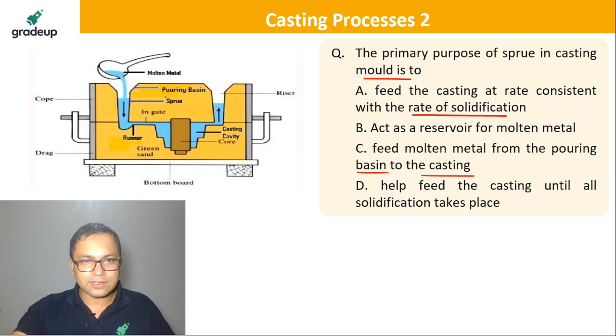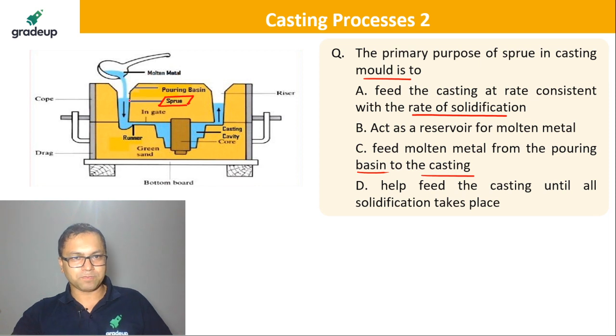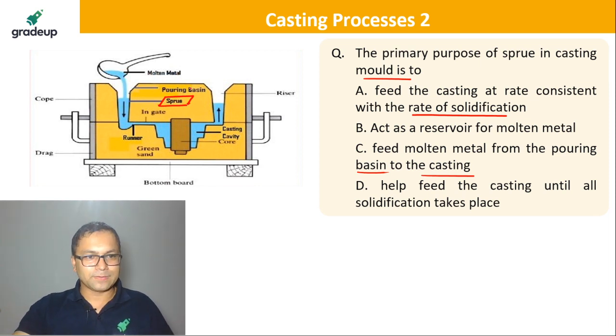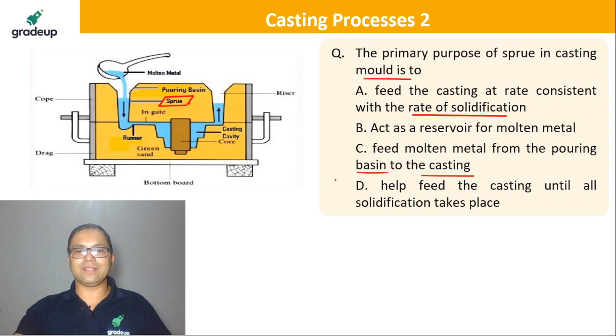So what we are doing here is pouring in the molten metal through the sprue, right? It's a passage here, isn't it? Without the sprue, the pouring of molten metal is not possible here, right? So what do you think?